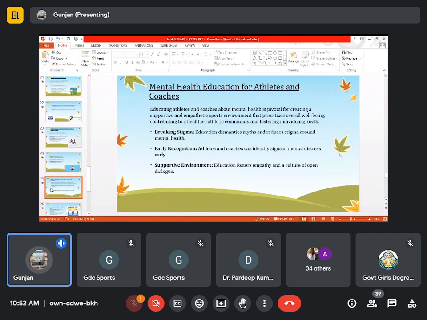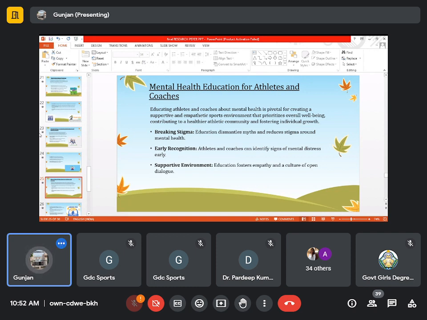मेंटल हेल्थ एजुकेशन फॉर एथलीट्स एंड कोचेस, ये हमारा इम्पॉर्टेंट रोल है कि मेंटल हेल्थ एजुकेशन सबको मिले एज वेल एज कोचेस. Educating athletes and coaches about mental health is pivotal for creating a supportive and empathetic sports environment that prioritizes overall well-being, contributes to a healthier athletic community, and fosters individual growth.